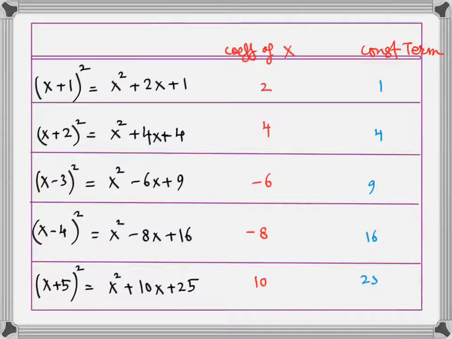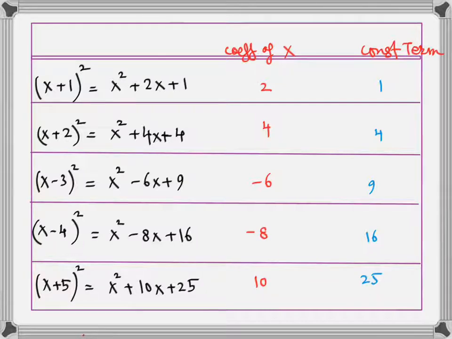Is there any correlation between the coefficient of x and the constant term? As such, you don't feel any relationship. But what if you take half the coefficient of x and then you square those values? Coefficient of x is 2, half of 2 is 1. 1 square will give you the constant term. Coefficient of x in the second example is 4. Half of 4 is 2. 2 square is giving you 4. You're seeing a correlation being formed.